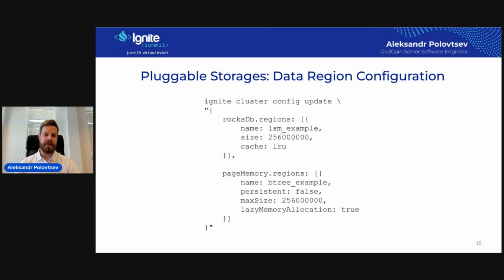So let's start with creating a couple of regions. And here I am creating two regions. One is called LSM example, which I will be using to configure the RocksDB engine. And the other one is called B-tree example, which I will be using to configure the page memory region. All other parameters here are not very important. They are only present for demonstrative purposes. And the only notable parameter is the persistent parameter of the page memory data region, which basically allows you to choose between the in-memory implementation or the native persistence implementation of the page memory engine.